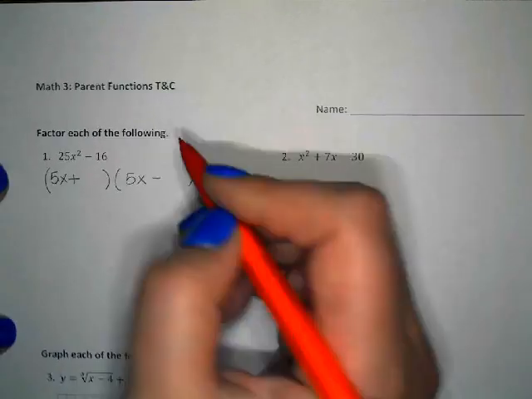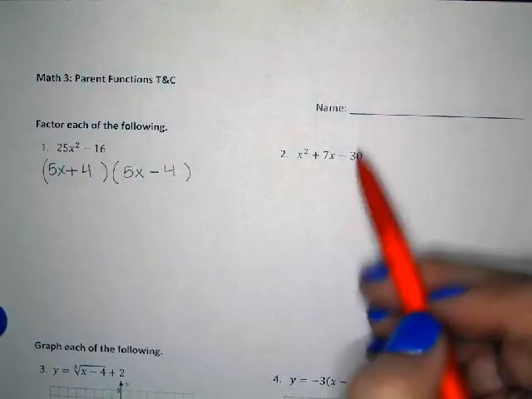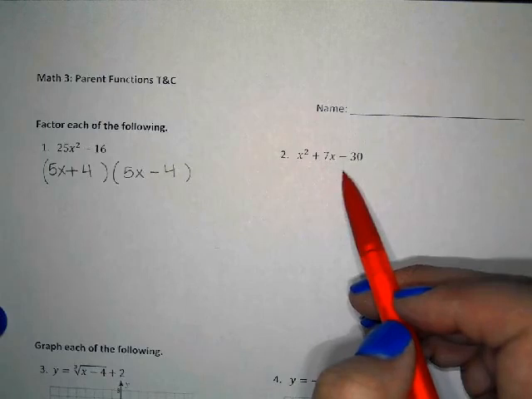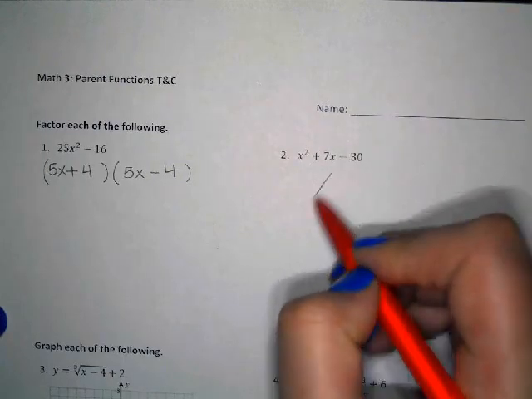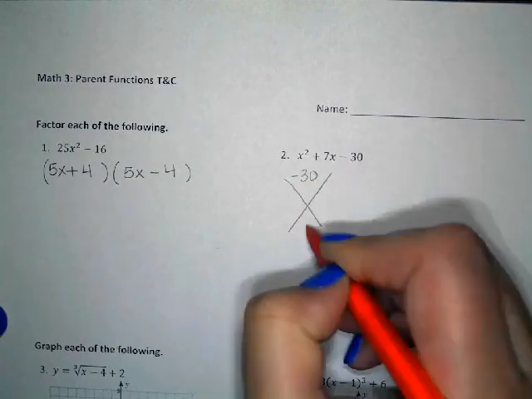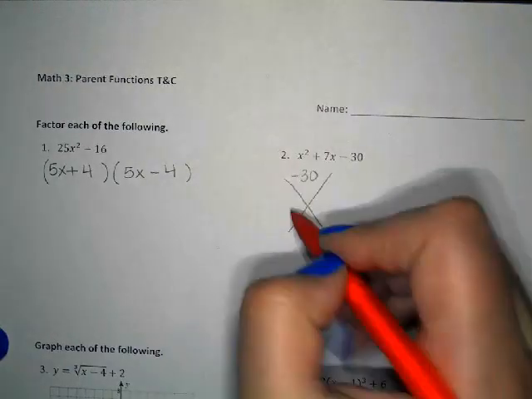Second position, we should have 4. Okay. What type of factoring is this? The x, right, Quentin? So we're going to do the x thing. So we're looking for what multiplies to negative 30 but adds to 7. And what are the numbers that do that?